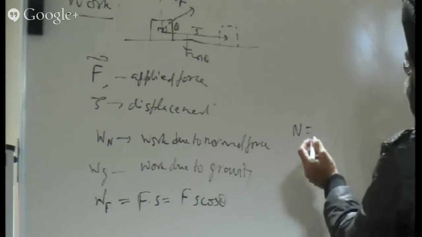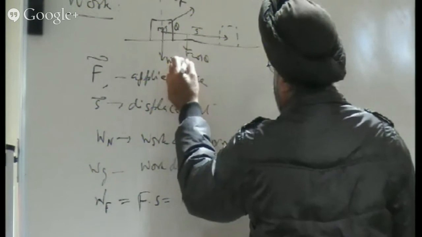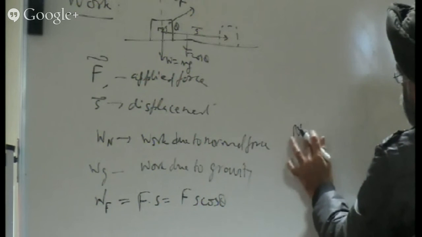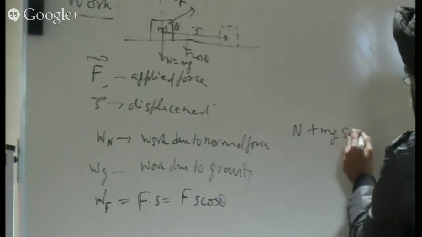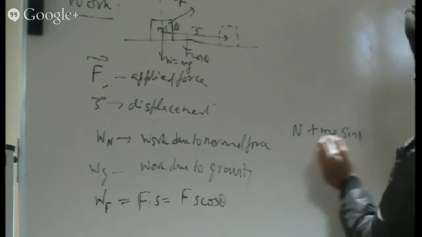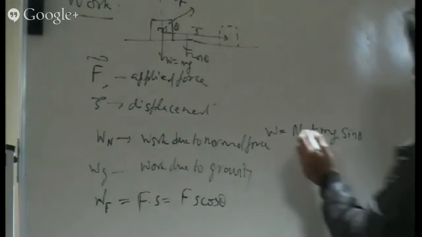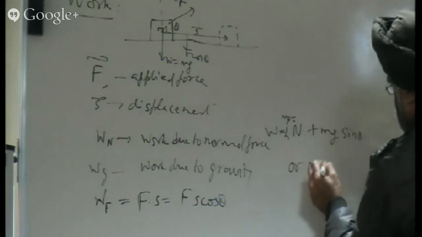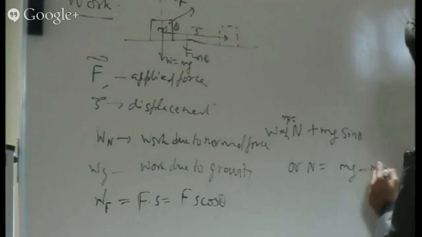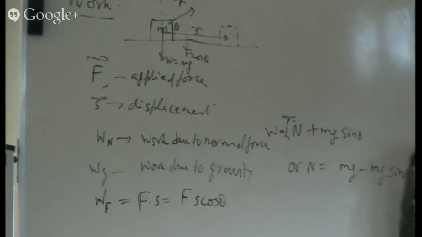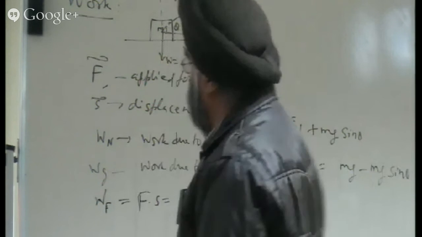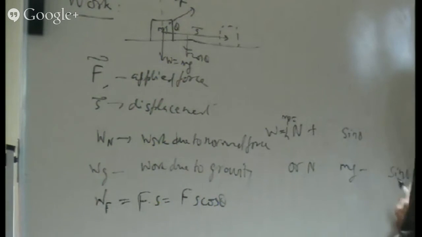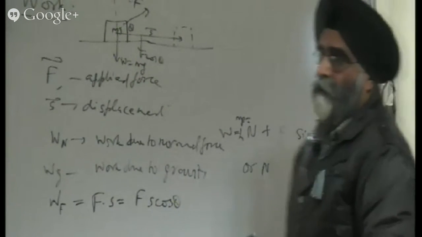Normal will be, this is W is equal to mg. Since the resultant is 0, N plus F sin theta is equal to W, which is mg. So mg is equal to N plus F sin theta, or N is equal to mg minus F sin theta, right? So this is a normal force.